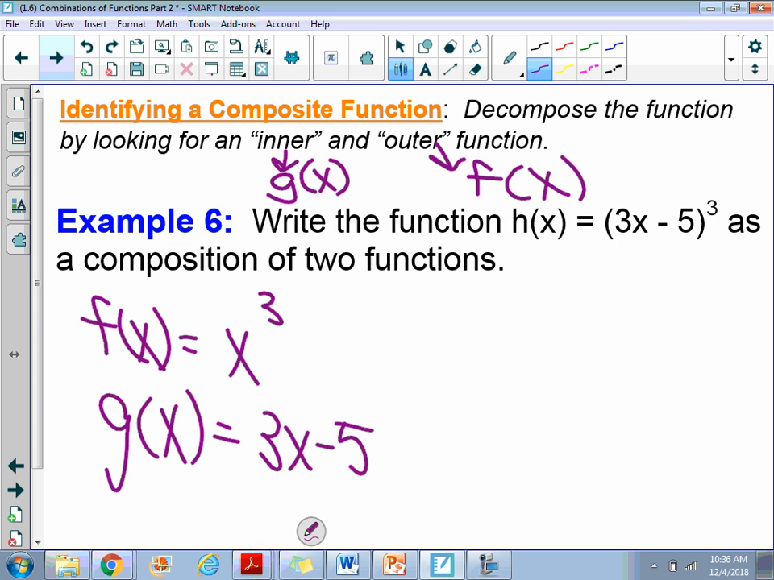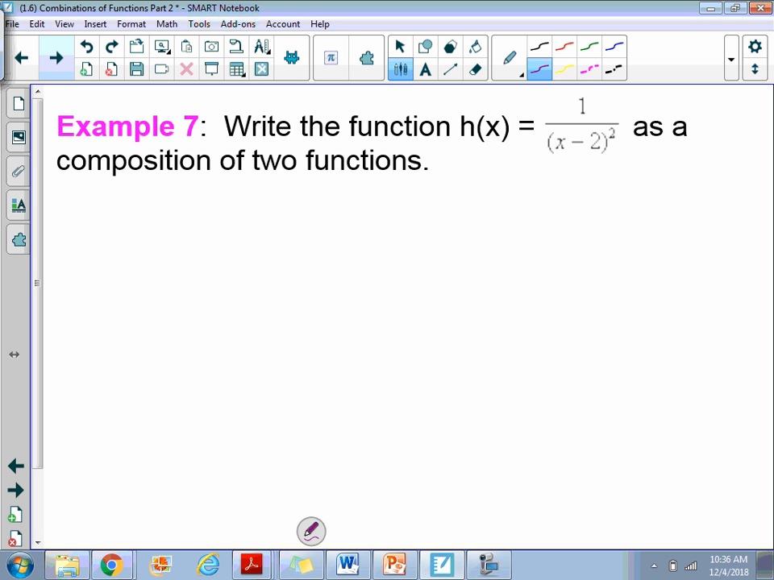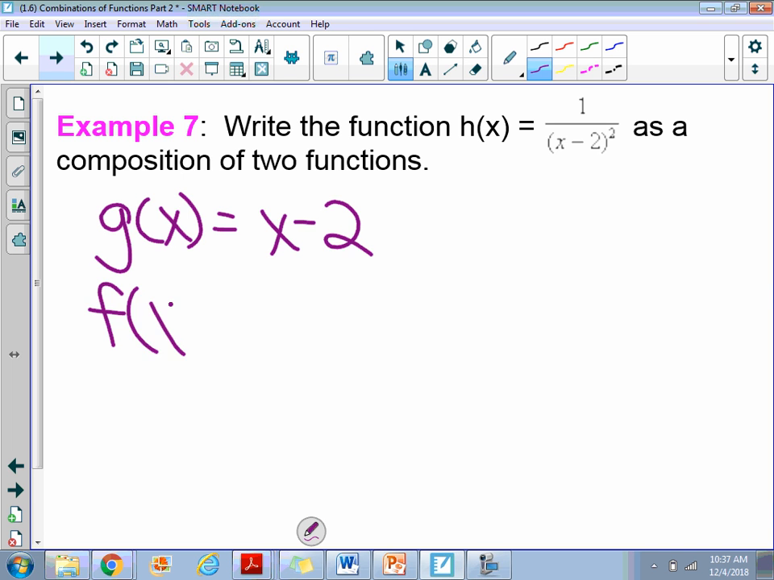For some of these, there's more than one answer. All right, let's do this one. What would you like to be the G function? x minus 2. And then f of x, you want to be 1 over x squared. 1 over x squared.